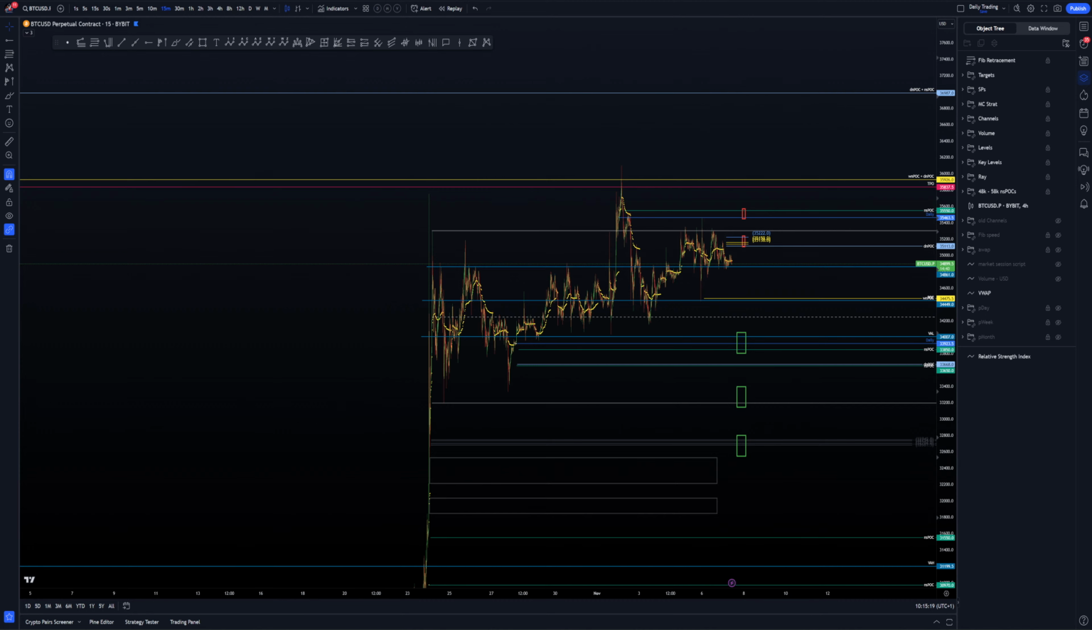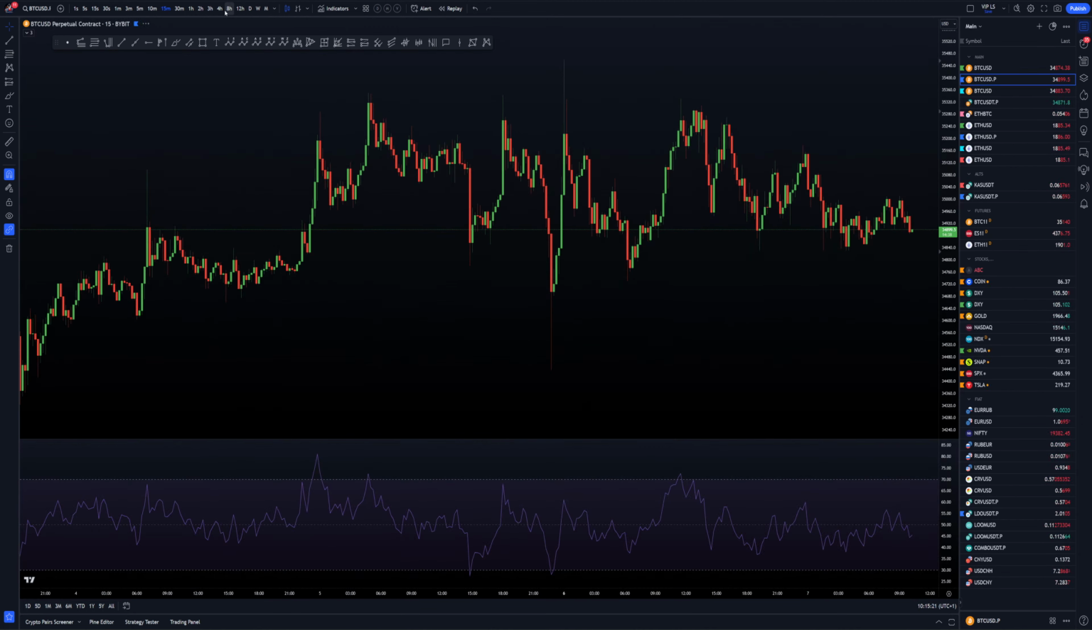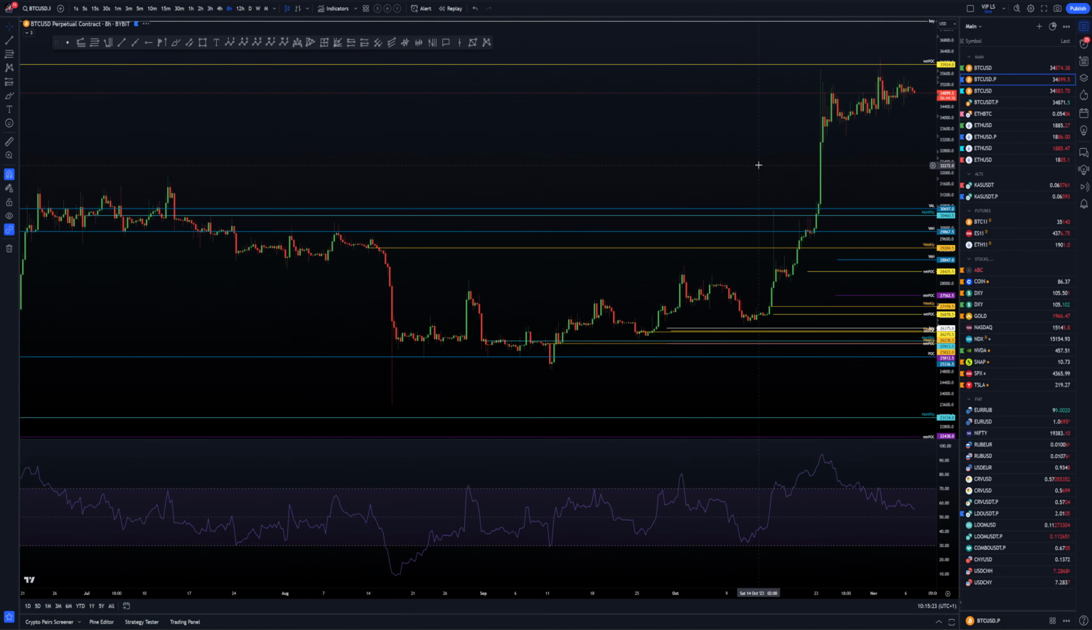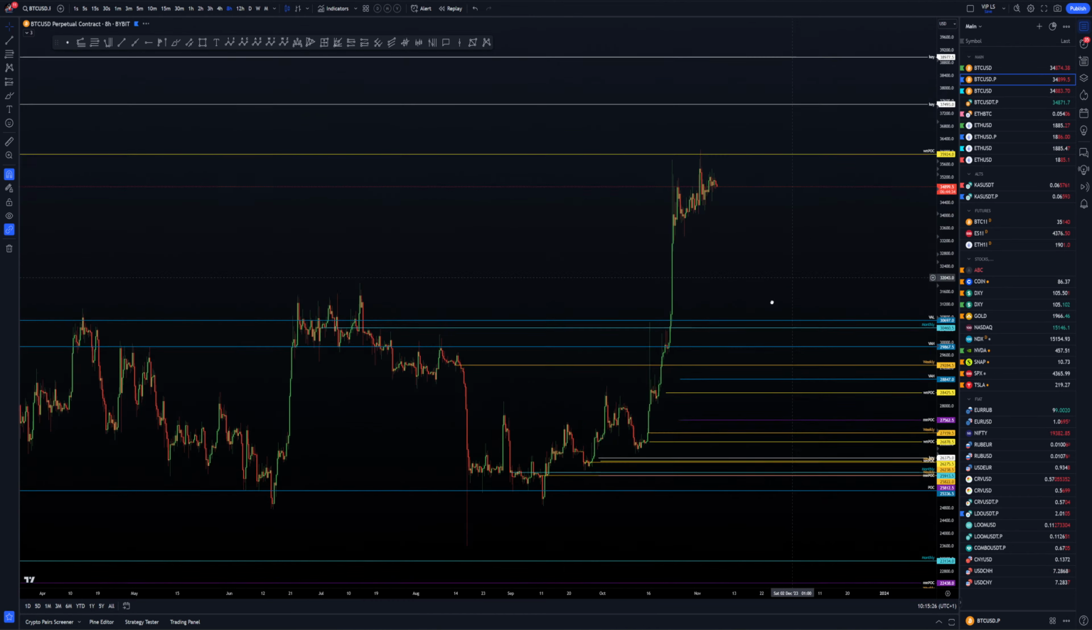Okay, so let's go now to the level chart, the higher time frame level chart right here, so you can really see the higher time frame levels, if we have to go below and above.